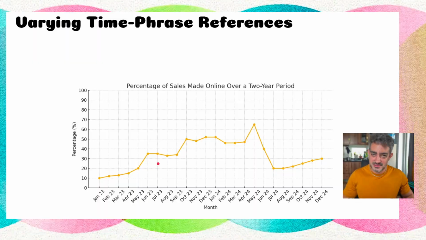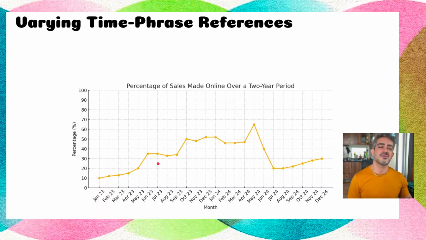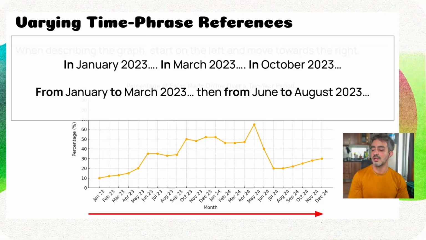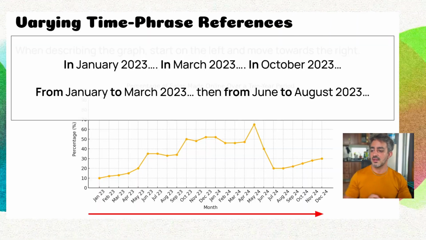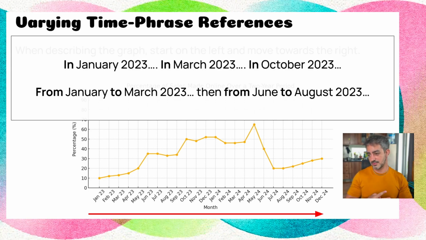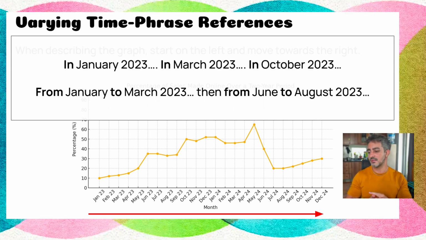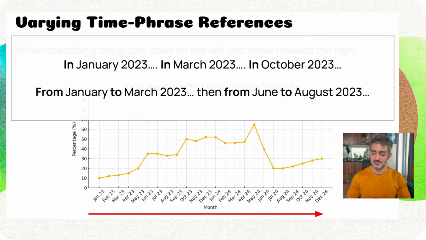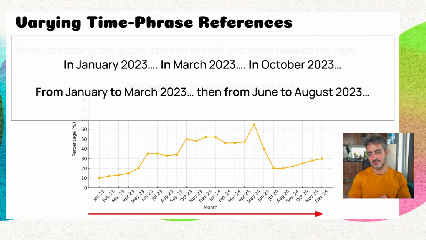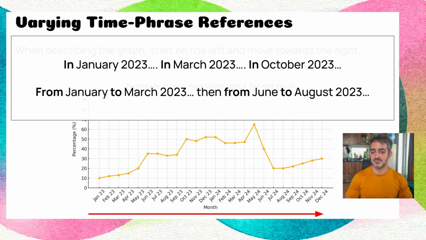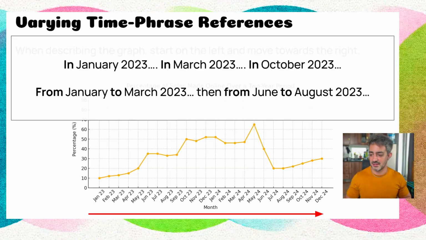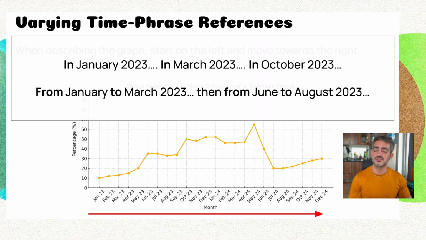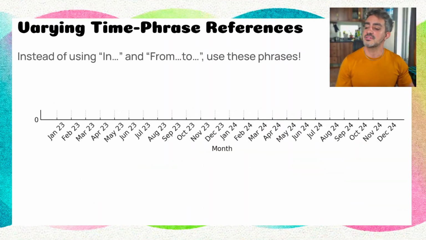If you see, the problem here is that I'm using the same structures. I'm saying in January, in March, in October, or I'm saying from to, or between this and this, between. We don't want to use the same structure. We want to use some variety of structures. So instead of just using in or from to, we can use some other phrases.